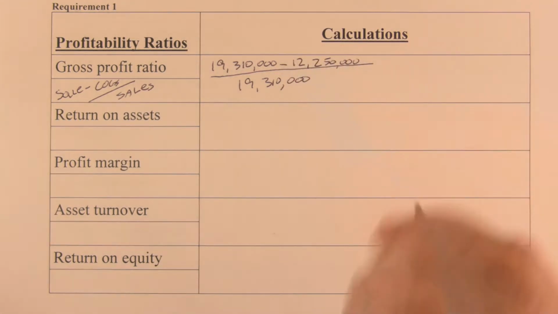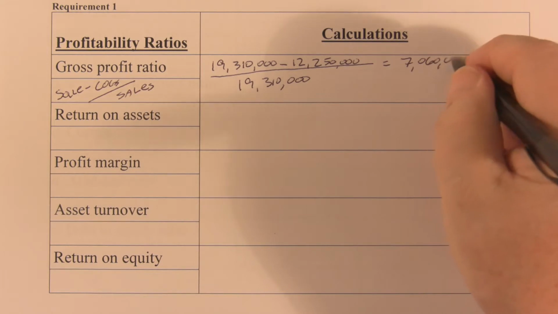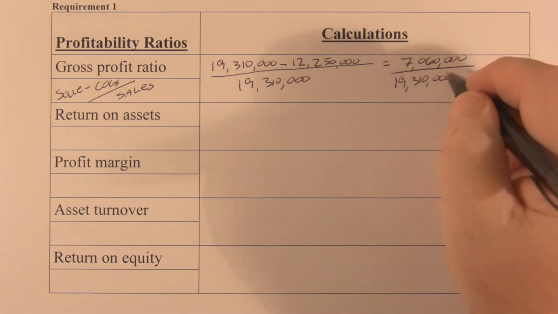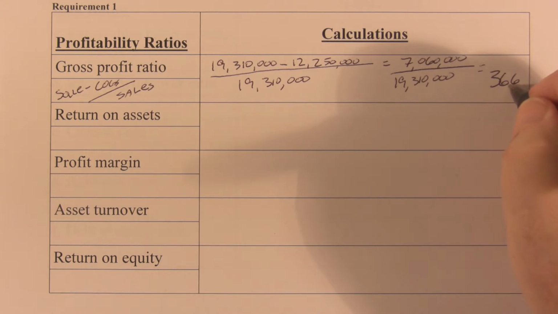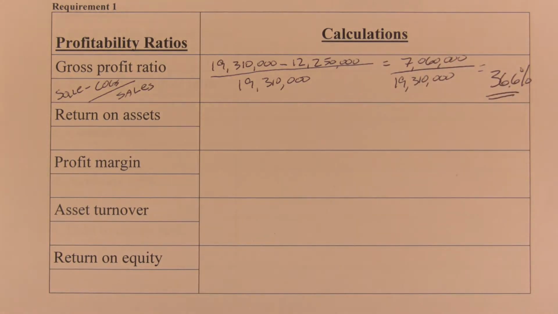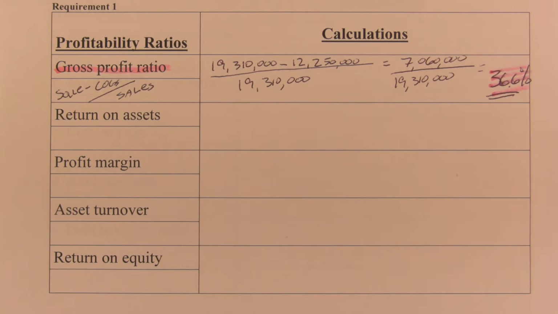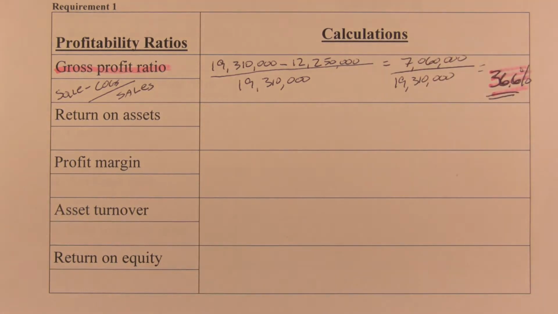So, when we subtract 12,250 from 19,310, we come up with $7,060,000. We divide that by the 19,310,000, and we come up with a gross profit ratio of 36.6%. So that's our first ratio, and it says that every dollar of sales yields approximately 36.6 cents of gross profit.